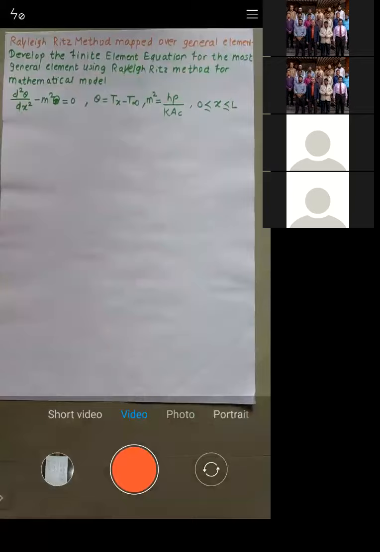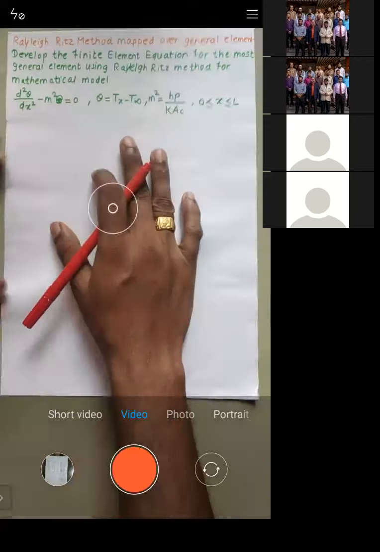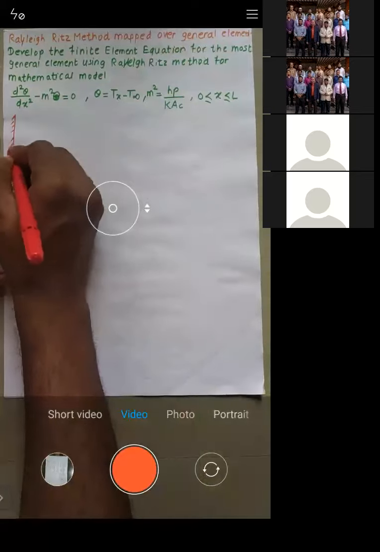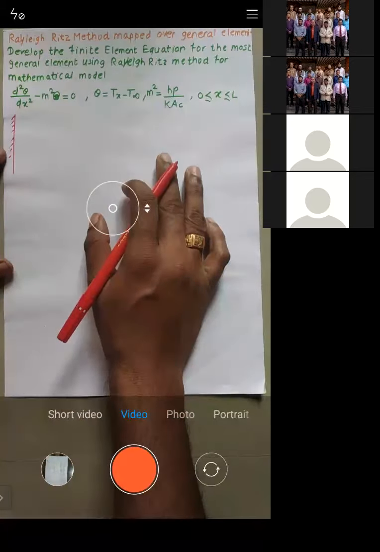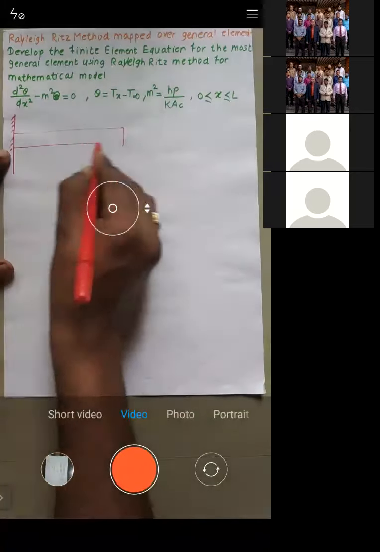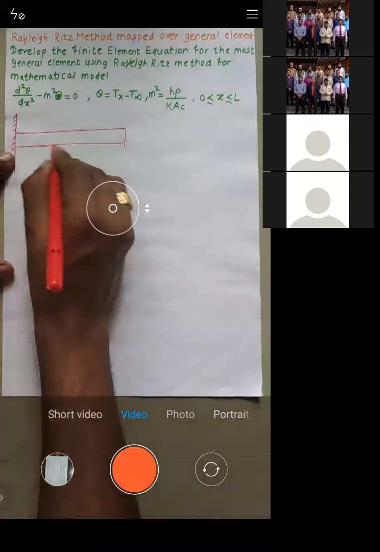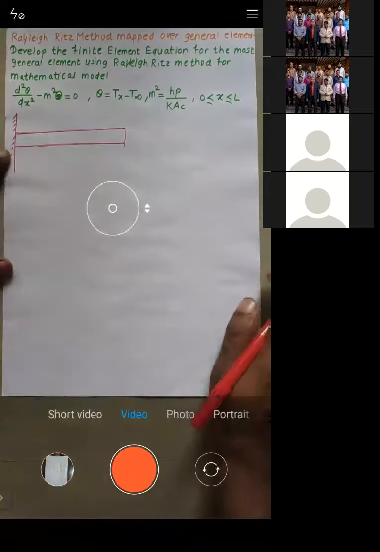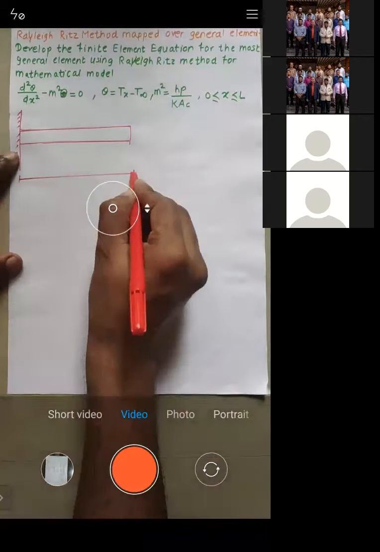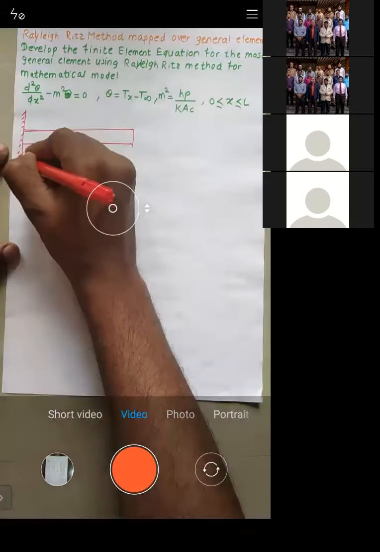As in the previous problem, I will simply draw a diagram for the fin. Let's consider this is a fixed support, and to this fixed support we have this fin. Same diagram I drew in the last lecture. What is the total length of the fin? The total length of the fin is L, and it is fixed at one end.